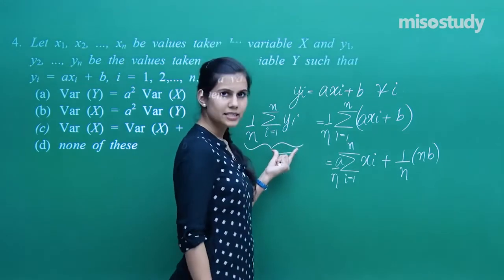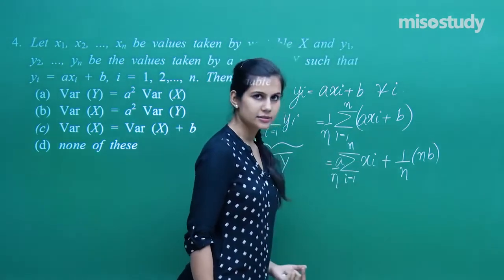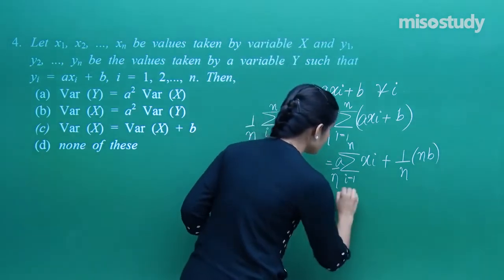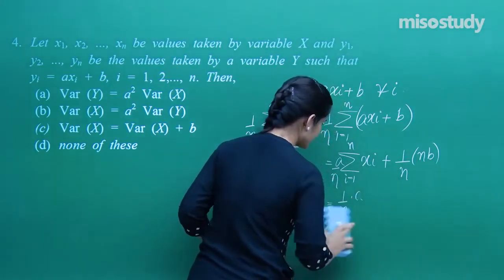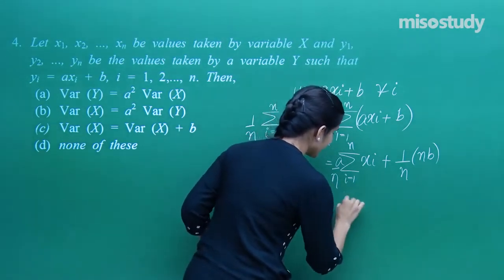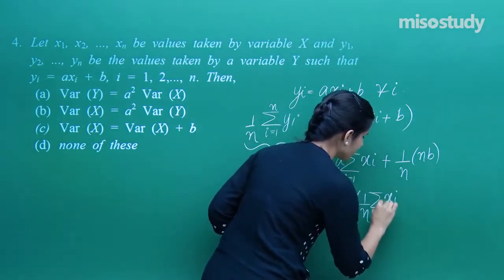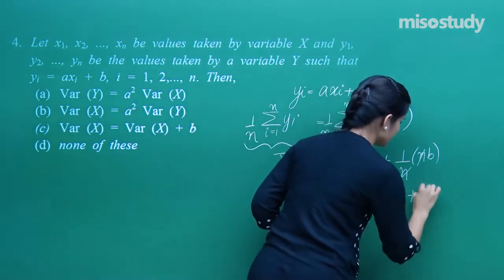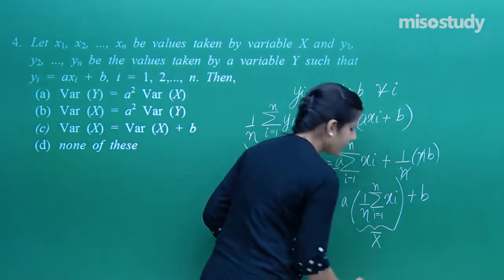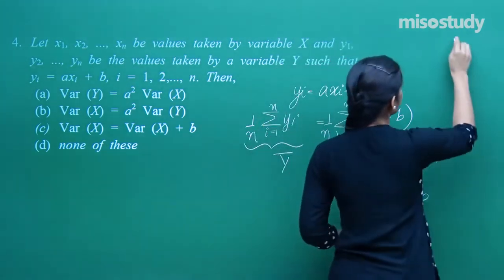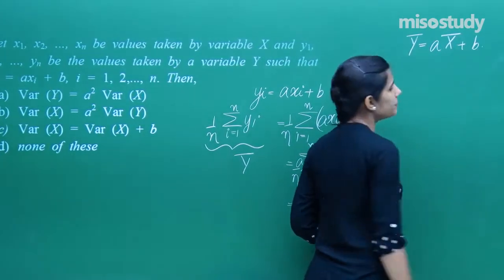So 1 by n times this summation, then the summation breaks and I get this. This gives you 1 by n into a, or let me write this as a times 1 by n summation xi, i running from 1 to n, plus b. And what is this? Capital X bar, right? Therefore, you are getting y bar is equal to a x bar plus b.